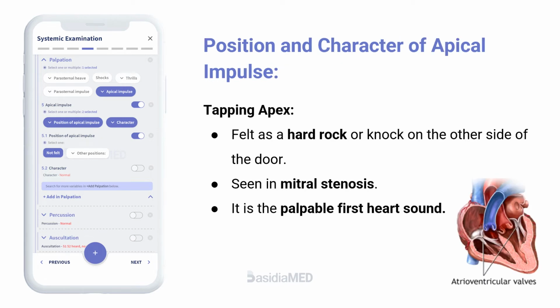Position and character of apical impulse. Tapping apex. Felt as a hard rock or knock on the other side of the door. Seen in mitral stenosis. It is the palpable first heart sound.